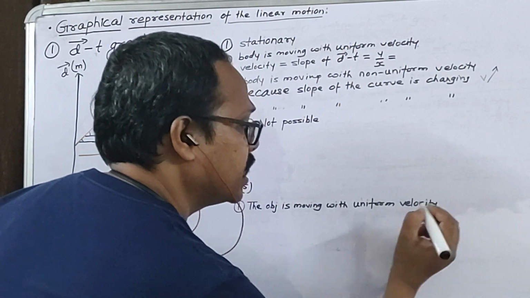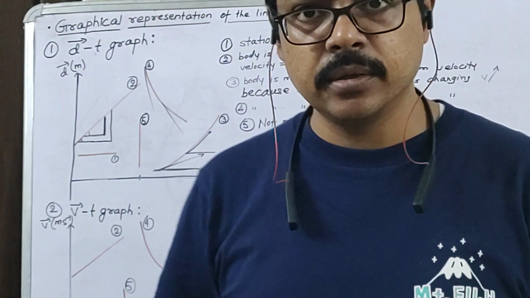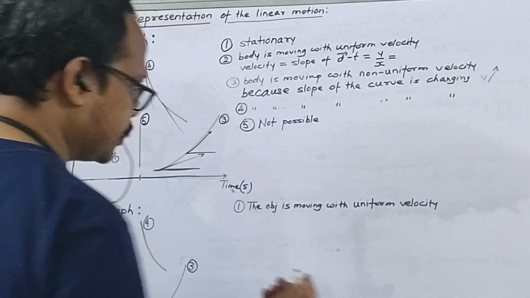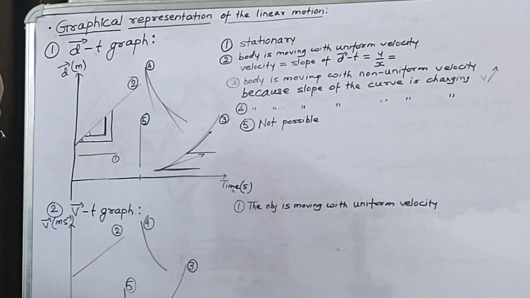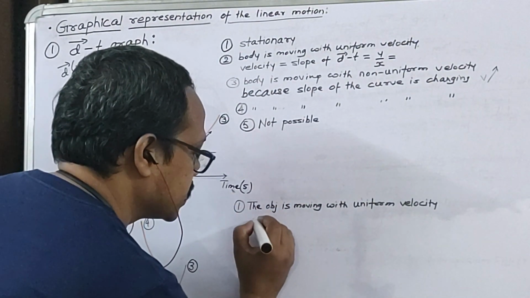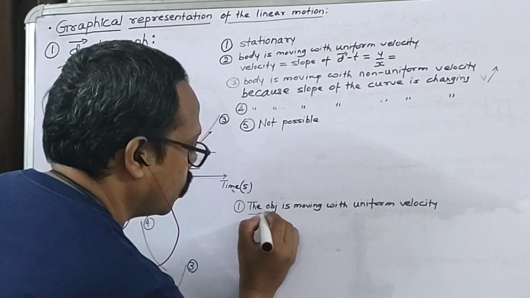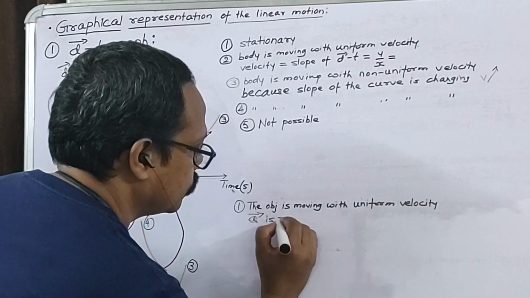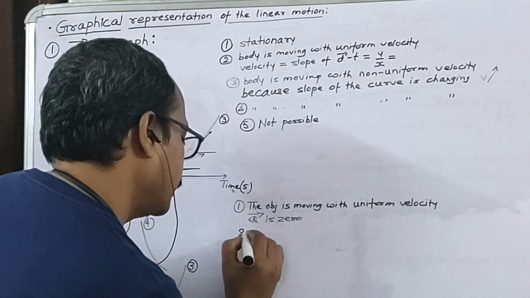When an object is moving with uniform velocity, what can we say about acceleration? Can we say that acceleration is also zero? Because acceleration is nothing but the rate of change of velocity, and velocity is not changing for object 1. So we can say that acceleration is zero.